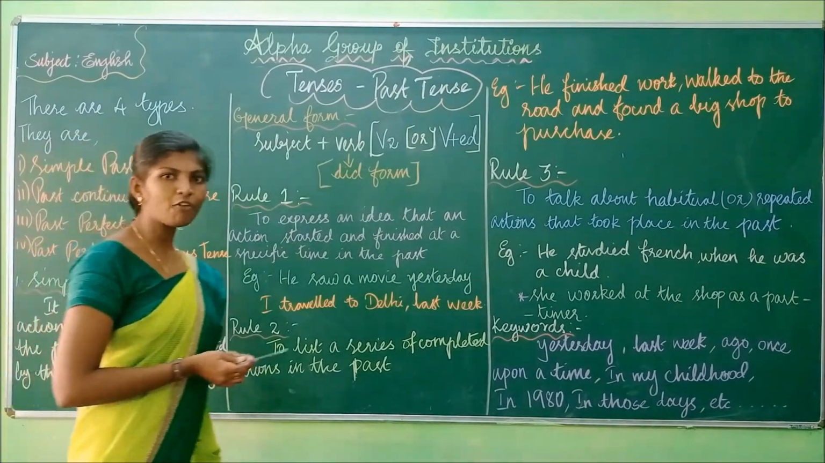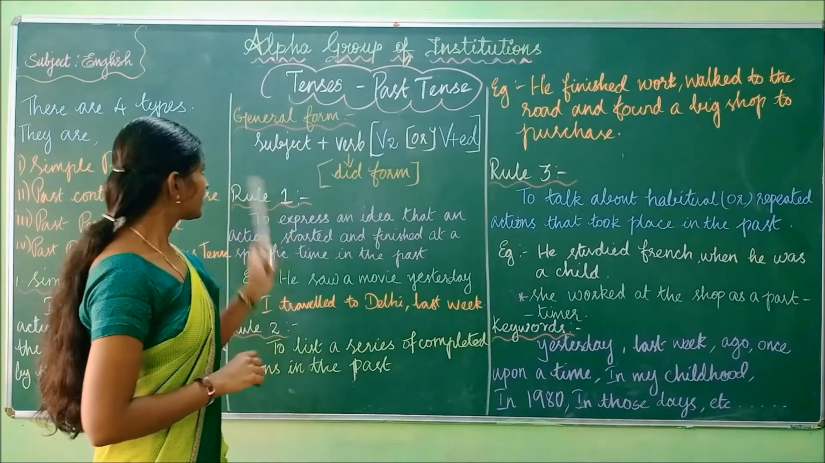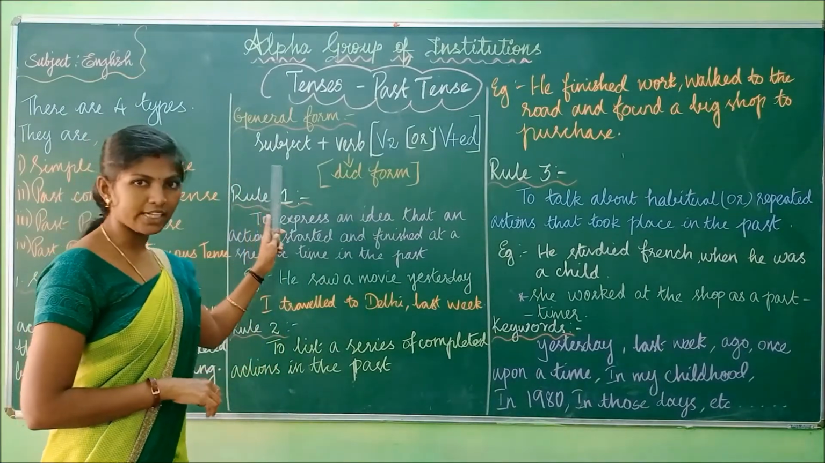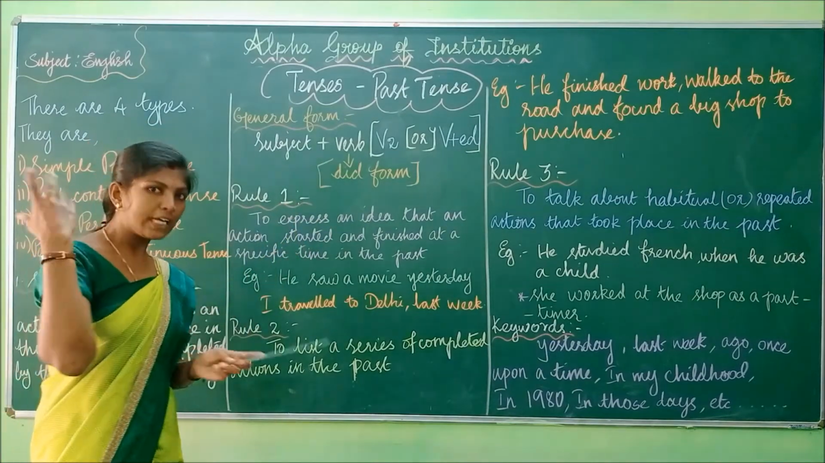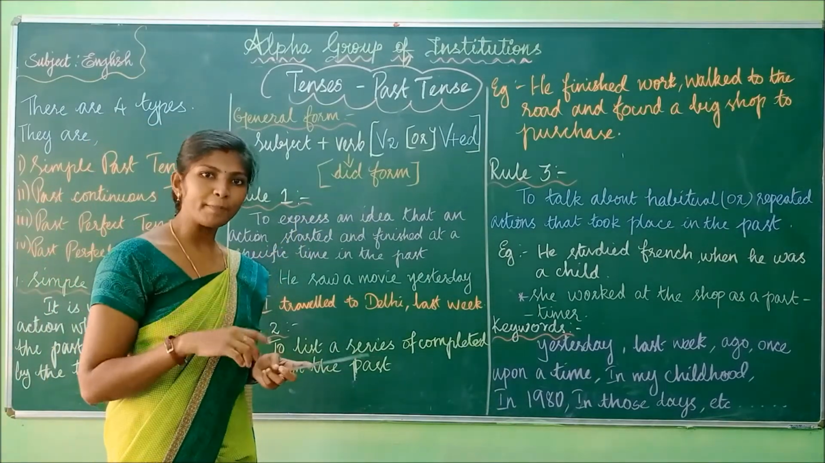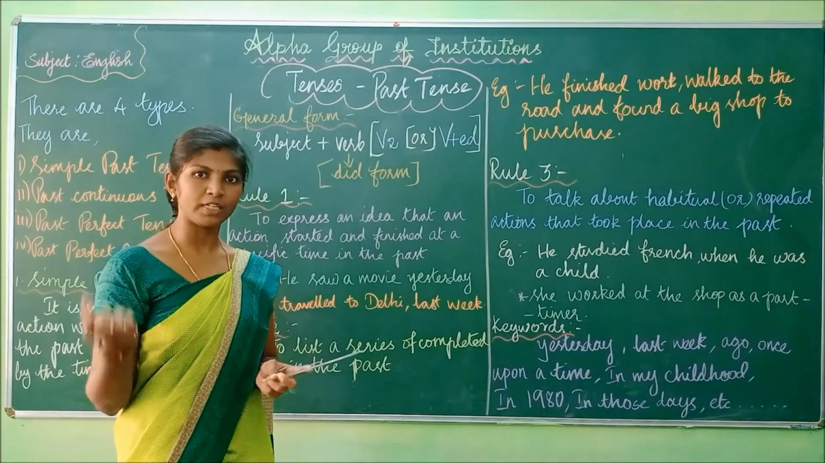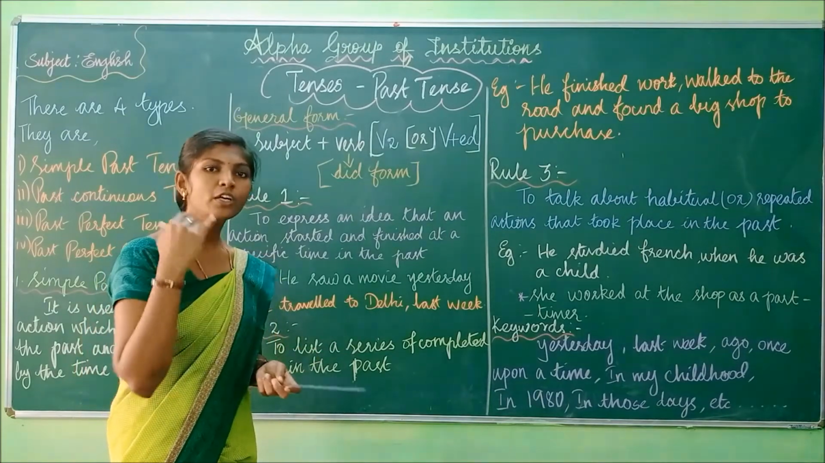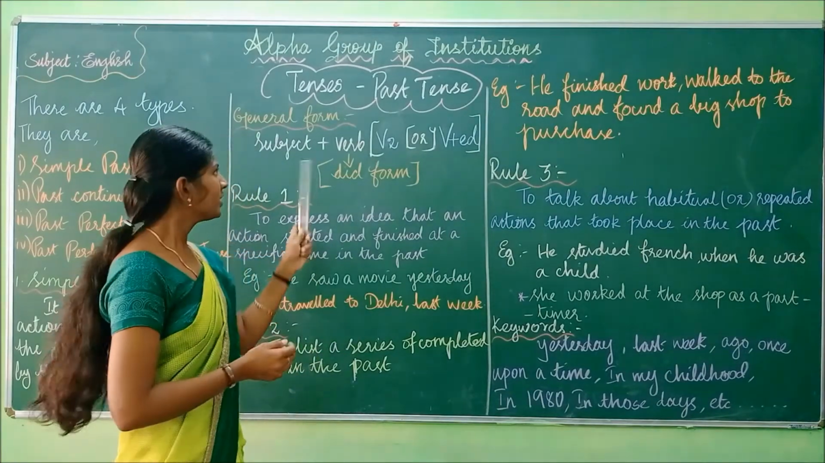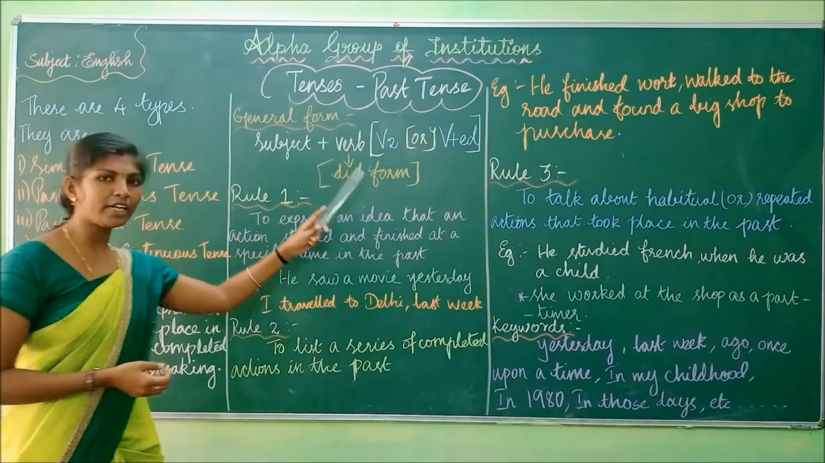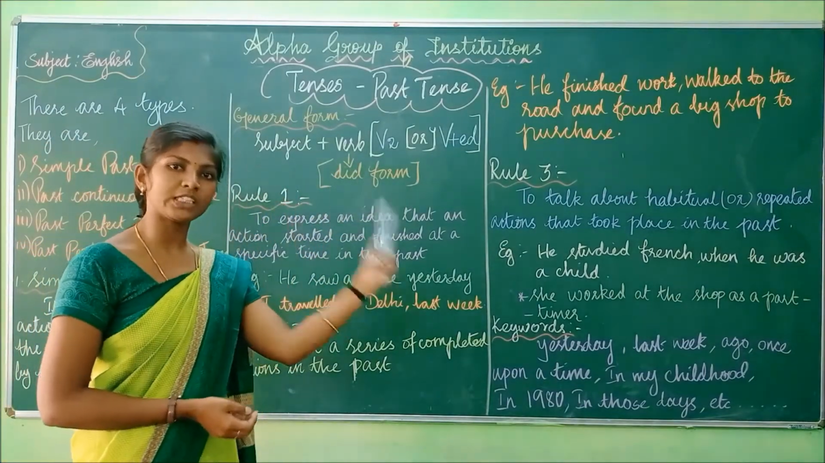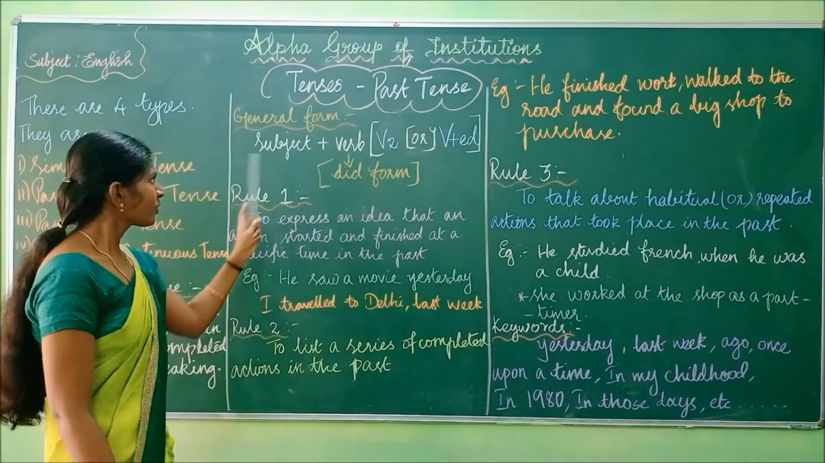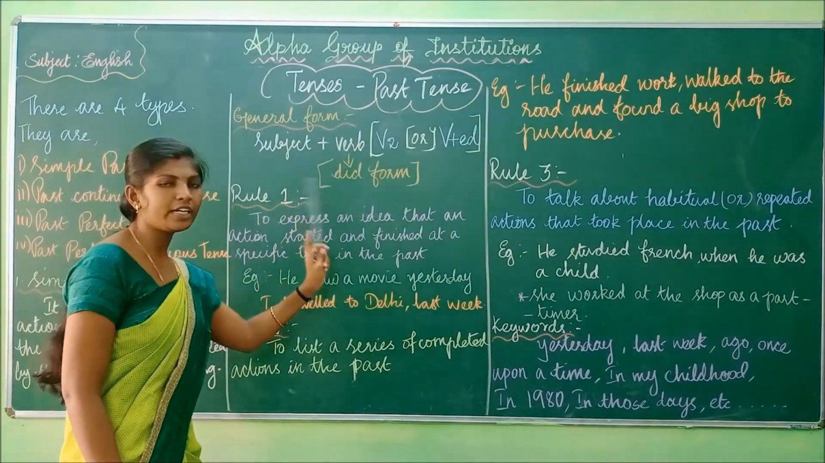Let's see the general form of simple past tense now. See the general form: subject plus verb. So verb in did form. In present tense we have seen verb in do form or does form. In simple present tense we have do form or does form. Here we have verb in did form. Okay, so do form will be changed to did form, does form will be changed to did form. So subject plus verb in did form.